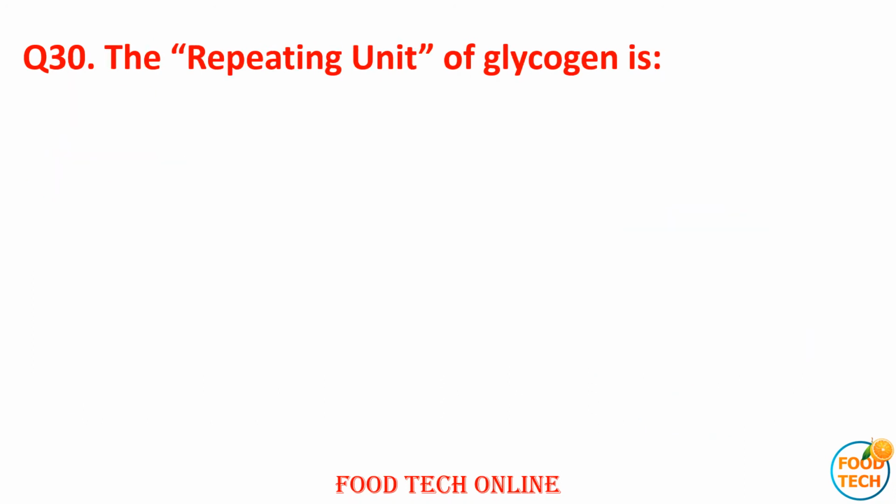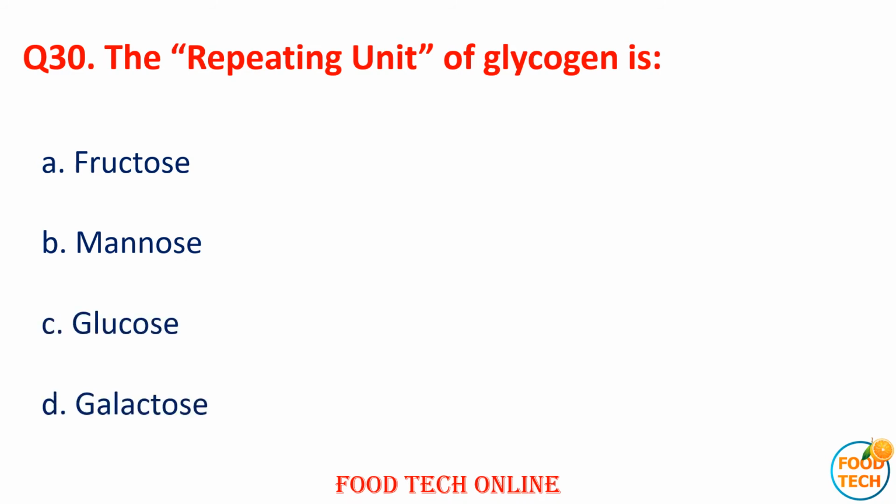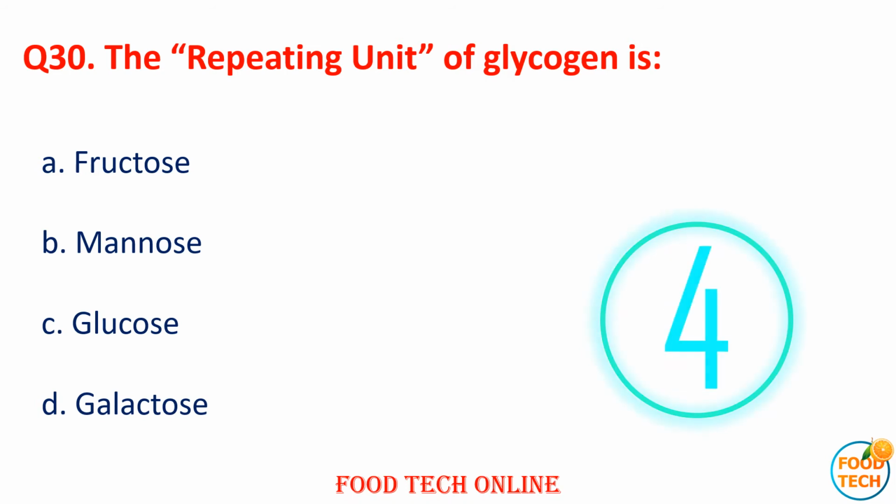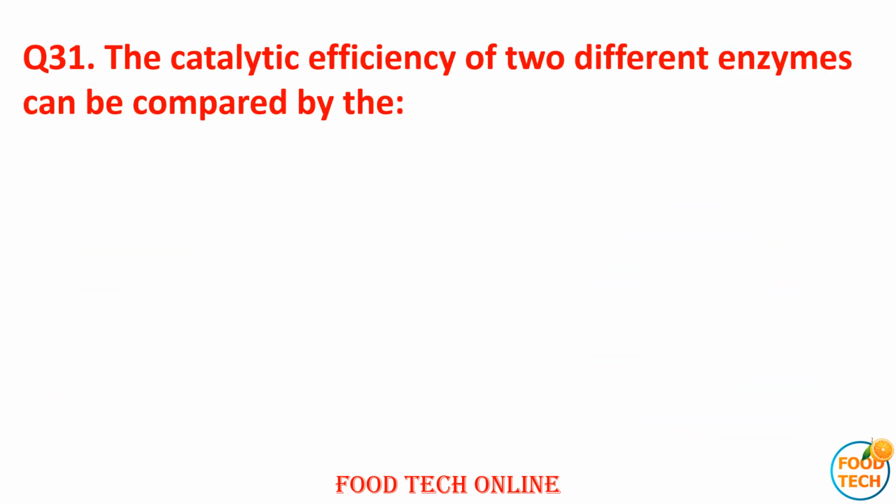Question 30. The repeating unit of glycogen is A. Fructose, B. Mannose, C. Glucose, D. Galactose. Answer C. Glucose.